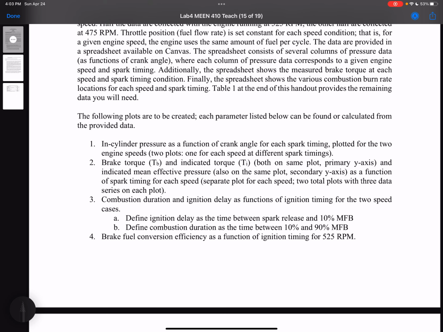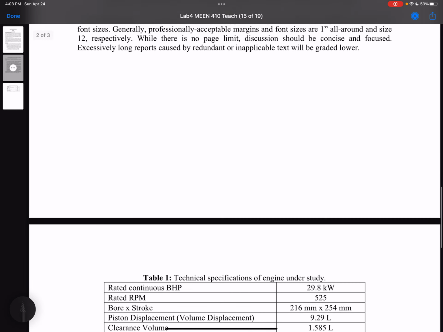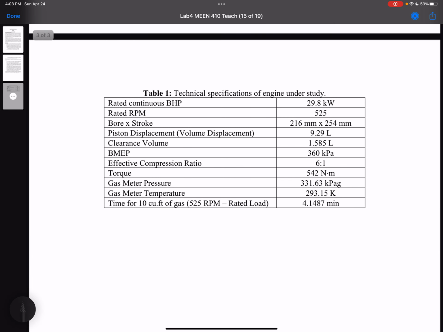There is data at the end of this handout, table number 1, that you're also going to need to use, so I'm just very quickly going to jump to that. So you can see the table of data listed here, table 1, and you're provided, for example, the brake horsepower, the rated RPM, the rated speed of the engine, the bore and the stroke, and the displacement, the volume displacement for the engine. And note that it's a single-cylinder engine, and so that displacement corresponds to just one cylinder.